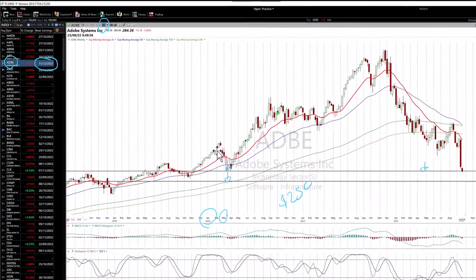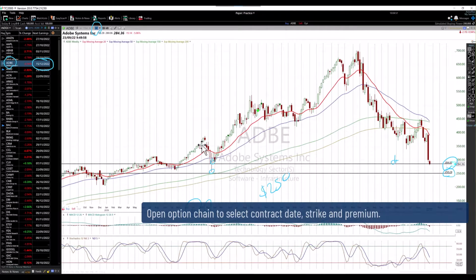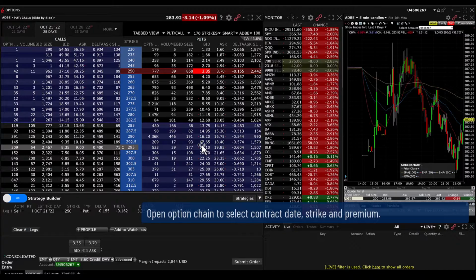Now that we know our strike and when is the next earning date, let us move to IBKR Interactive Brokers option page and look at our cash-secured put contract details, check our strike, contract date, and what is the premium that we can expect to collect out of this trade.